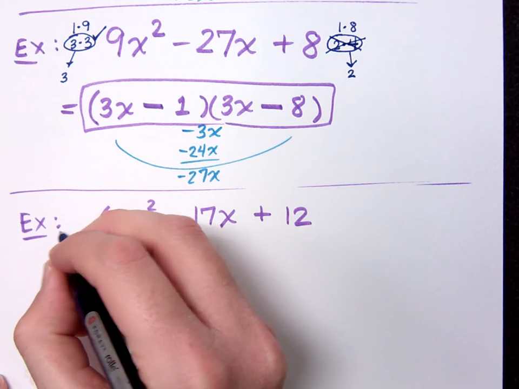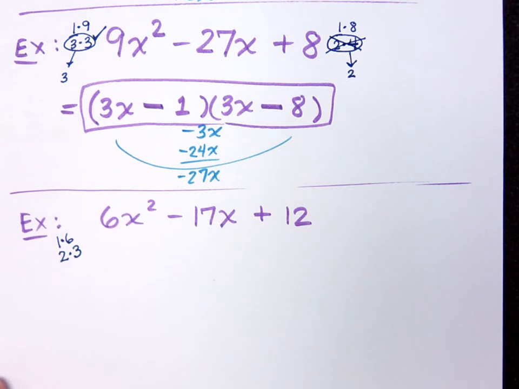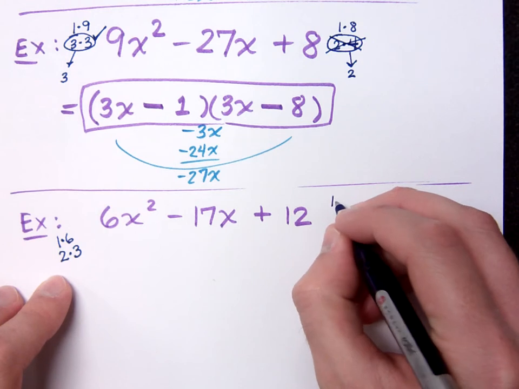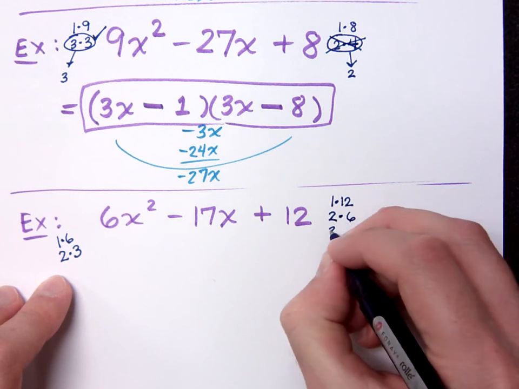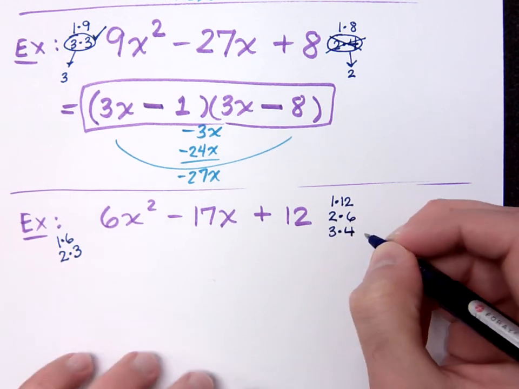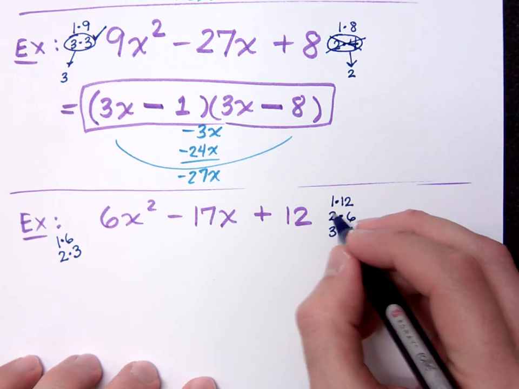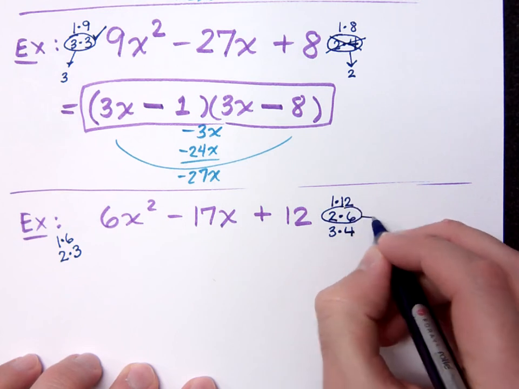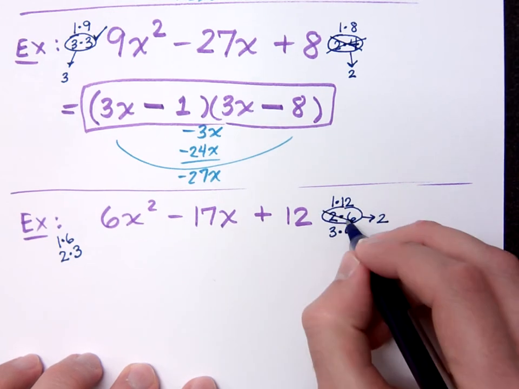What are the factors for 6? 1 and 6 or 2 and 3. Do we have a factor pair that has a common factor other than 1? No, so I don't get any help from those factors just yet. What are the factors for 12? 1 and 12, 2 and 6, 3 and 4. Are there any factor pairs that have a common factor? 2 and 6 have a common factor of 2. Does 2 go into 17? No, so that means I will never ever be able to use that one.